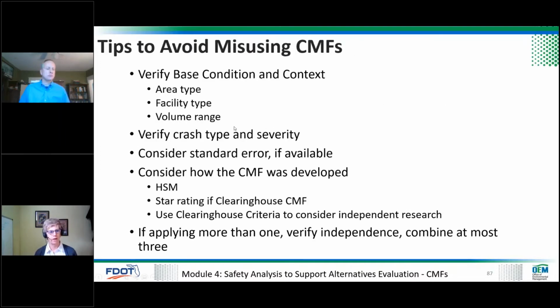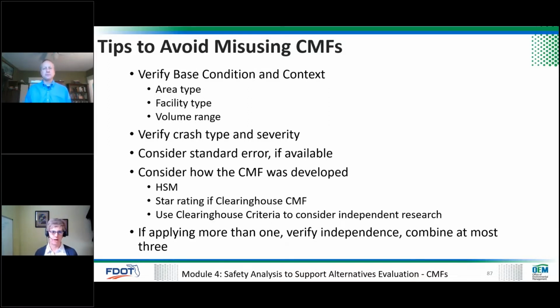So again, I've been saying it over and over, but the devil's in the details when you start selecting these. And there are errors in the clearinghouse. We've found a few. But you want to be sure that the base condition for your site is consistent with the base condition for the treatment and CMF you're going to be selecting. So area type, facility type, volume range. You want to be sure that it's applicable to the crash type and severity that you're thinking about.